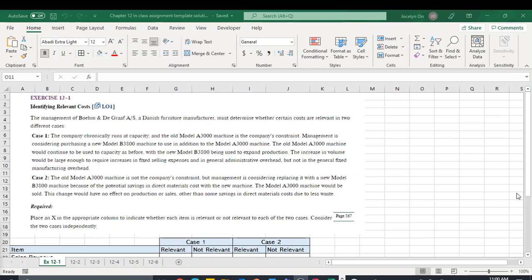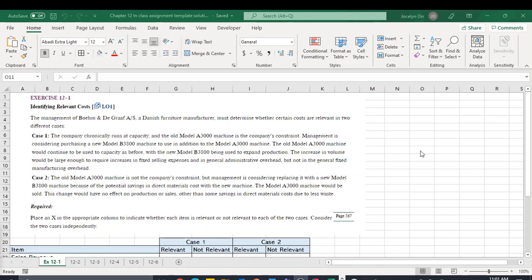Okay, so the first question for chapter 12 has us looking at relevant versus irrelevant costs. So we have the management of Bohème and de Graaf, a Danish furniture manufacturer, who must determine whether certain costs are relevant in two different cases. So case one, the company chronically runs at capacity and the old model A3000 machine is the company's constraint.